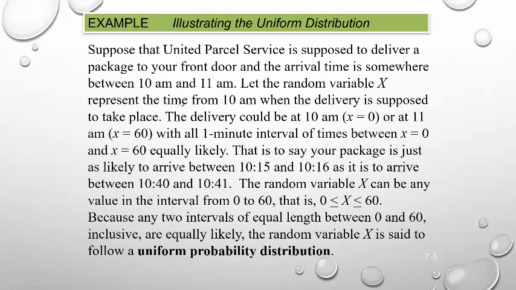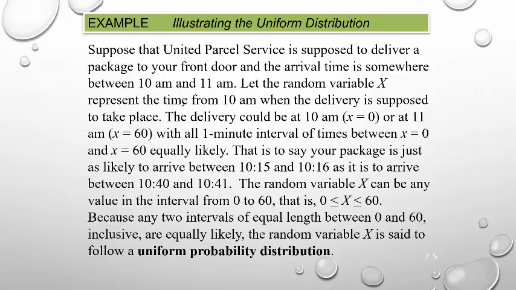It's going to be this lengthy example, and I'll try to explain it as best I can. Suppose that the United Parcel Service, the UPS, is supposed to deliver a package to your front door, and the arrival time is somewhere between 10 a.m. and 11 a.m. Imagine you're getting a package, and they call and say, hey, your package is going to be there between 10 a.m. and 11 a.m. Let this random variable x represent the time from 10 a.m., when the delivery is supposed to take place.